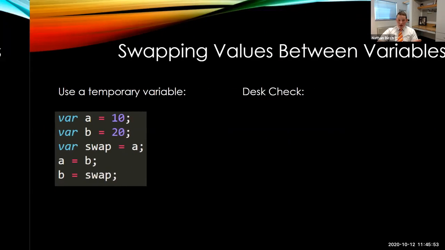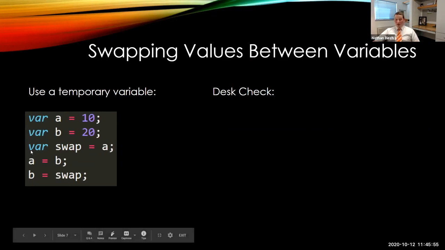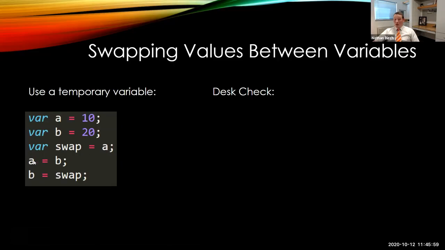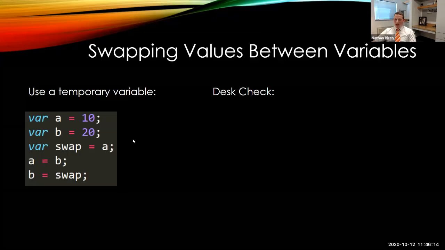And so right here, we declare a third variable. Just for a sec, we're going to say var swap equals a. So that when we assign a the value of b, which is 20, that 10 would be gone, okay? But we save that 10 in the variable swap, and then we can assign swap to b, effectively swapping the values of a and b. At the end of this, a would be 20 and b would be 10.